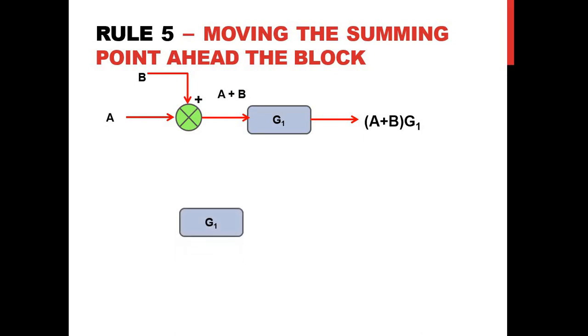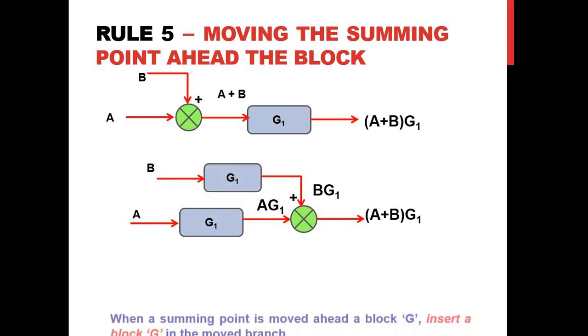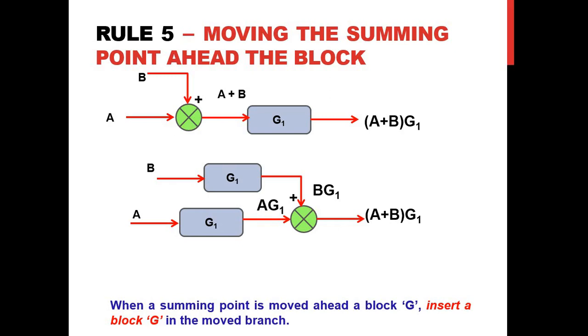Same thing, now we are going to move the summing point ahead of the block. We have a block called G1 whose input is A, and on the output side we have a summing point. We are going to add the signal called B. So what we need here is (A plus B) into G1. So we don't have BG1. So what we have to do, we want BG1, which means I should include a block named G1. So the inference from this rule 5 is, when a summing point is moved ahead of a block G, insert a block G in the moved branch.